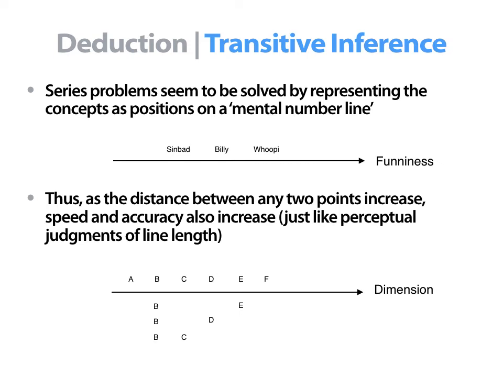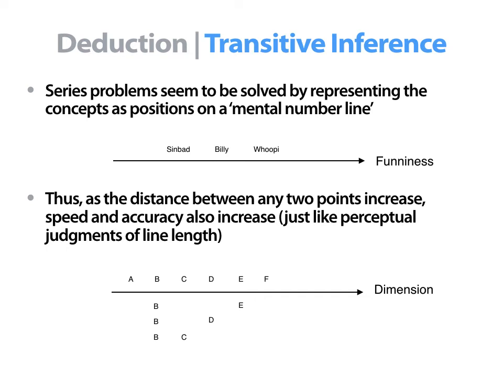And the evidence that this is the way that people seem to reason comes from a quirk of transitive inference. And that is that as the distance between any two points increases, the speed and accuracy also increase.